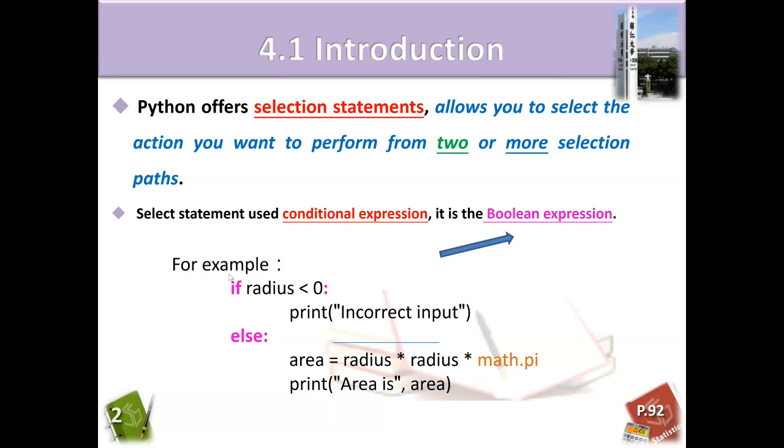So this program tells the computer, if your radius is smaller than 0, then I will tell you incorrect input. You cannot execute any program here. Otherwise, if you input more than or equal to 0, then you will have the result.